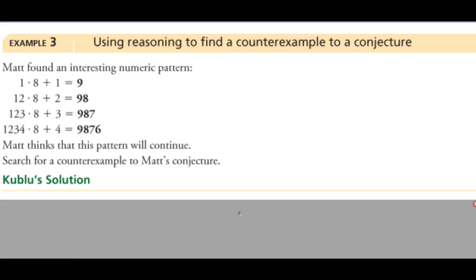Sorry, I gotta erase all this. Okay, so 1, 2, 3, 4, 5. Whoops, sorry. There shouldn't be a comma in there because it's a number. 12,345 times 8 plus 5 equals 98,765. And if you check it, it actually does. Okay? And if we did the next one, it works out. If you do the next one, it works out.